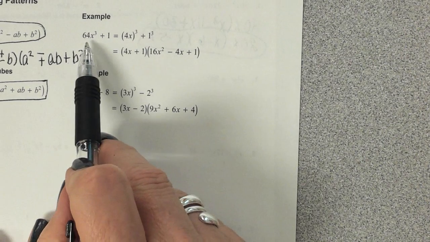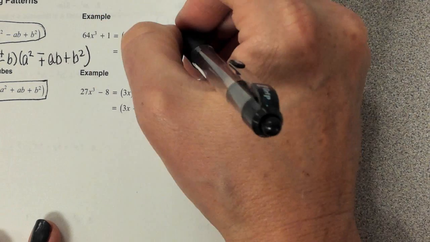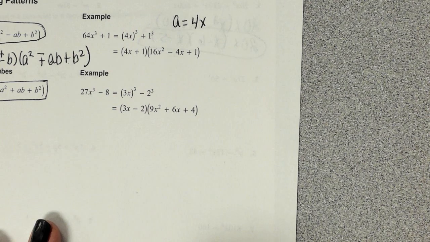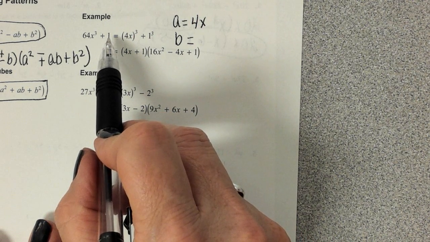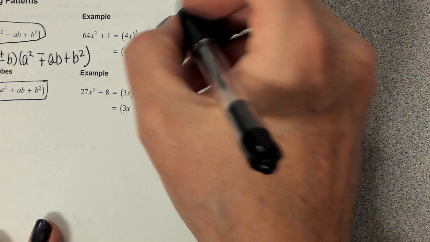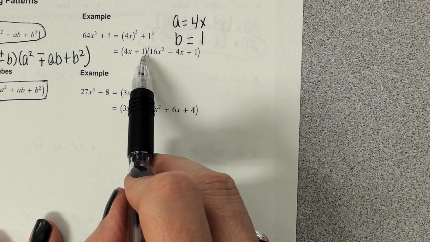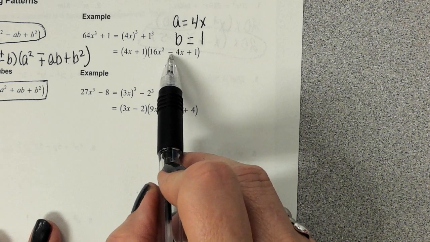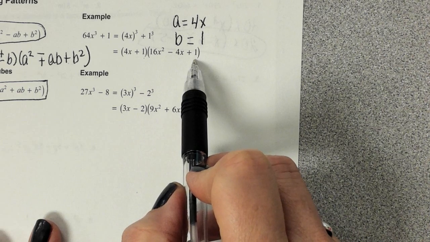Is this a cube right here? Is it a perfect cube? And it is. So in this case, we would say a then is 4x. That's the cube root of 64x to the third. B, we would say, what's the cube root of 1? Everybody should know that. 1. And so now applying our formula, look what they got. A plus B, A squared, they had to square this whole thing, minus A times B plus B squared. Okay, so see how that works?